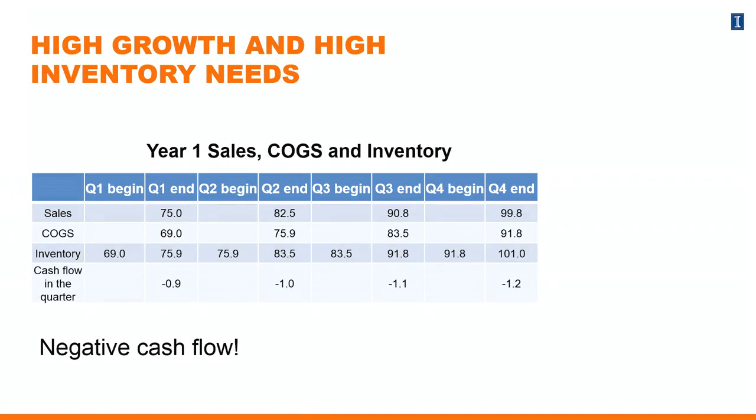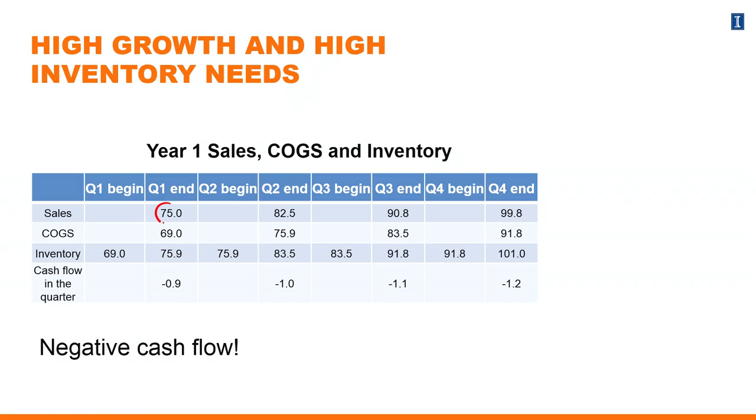And the answer, it might seem very surprising, but the answer is that PSI is generating negative cash flow. Remember the assumption: this company has a very high growth rate. Sales are growing. It's a profitable company, but cash flow is negative. If you want to see why, you just have to think about what's happening here.